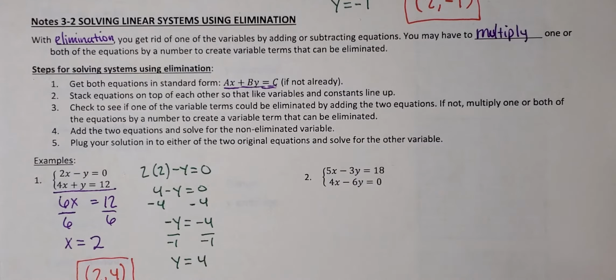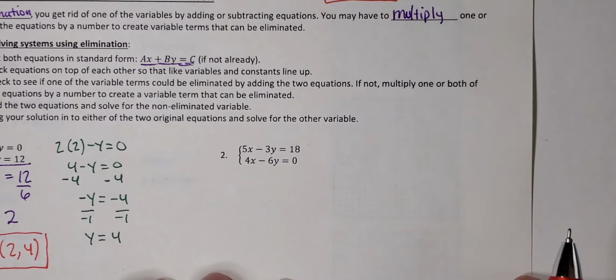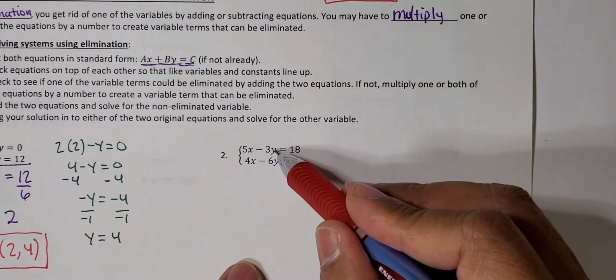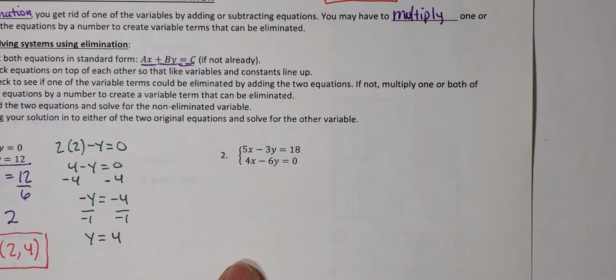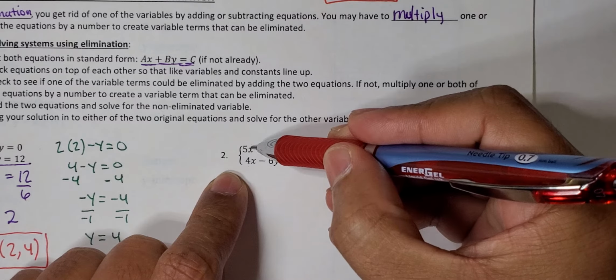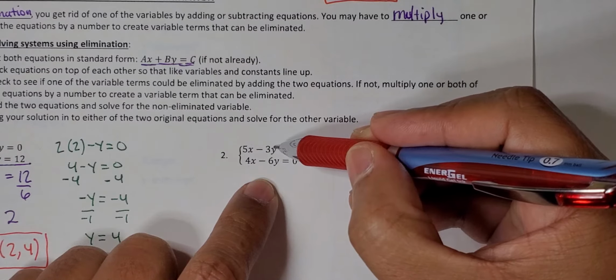Let's go on to the next example. Example number 2. Again, check that this is in standard form. I see ax, by, c, ax, by, and c. But there's a difference here. In this example, I cannot eliminate the x's because this is a 5, that's a 4, this is a -3, that's a -6, so nothing eliminates here.